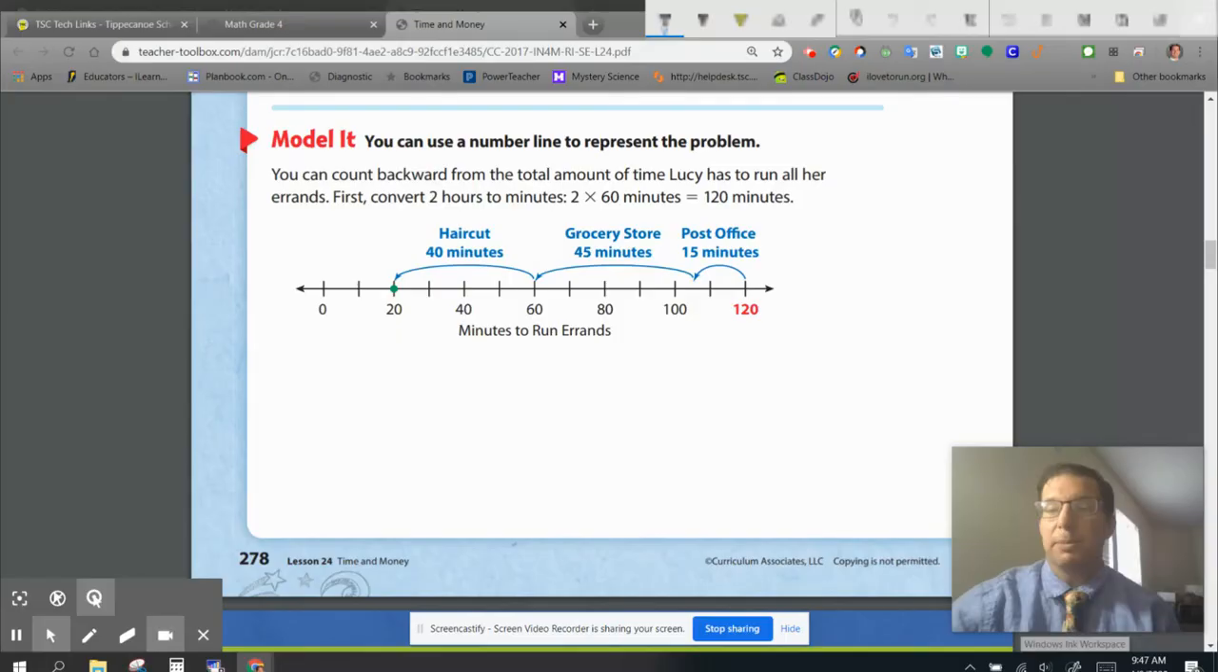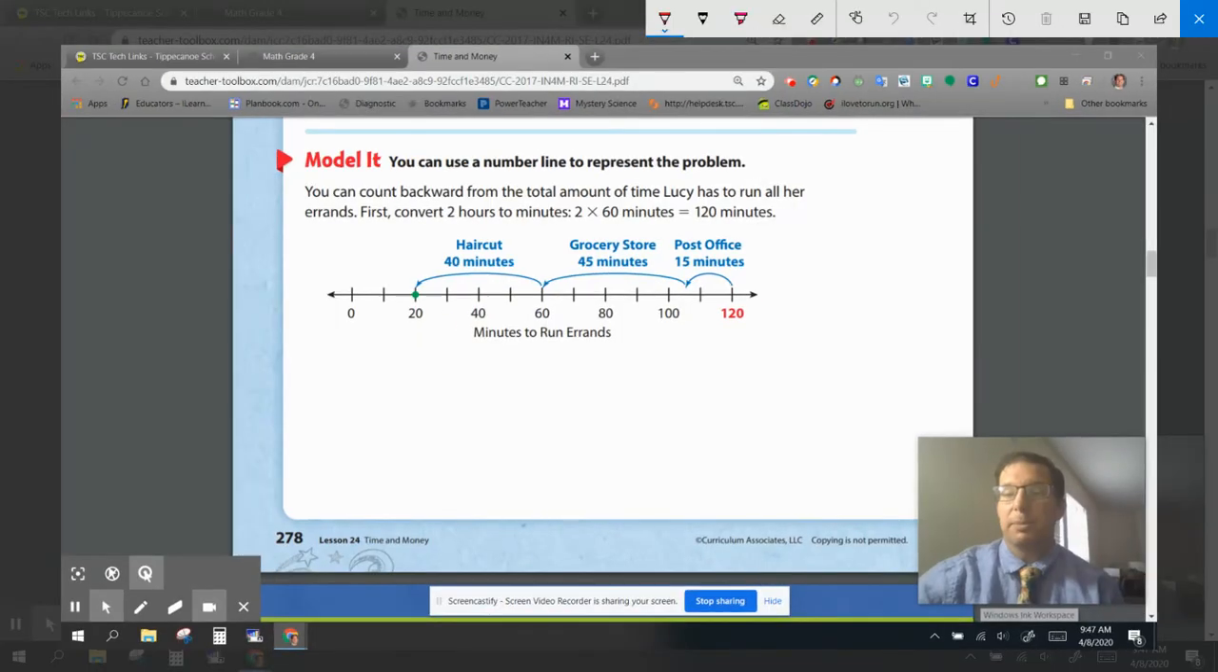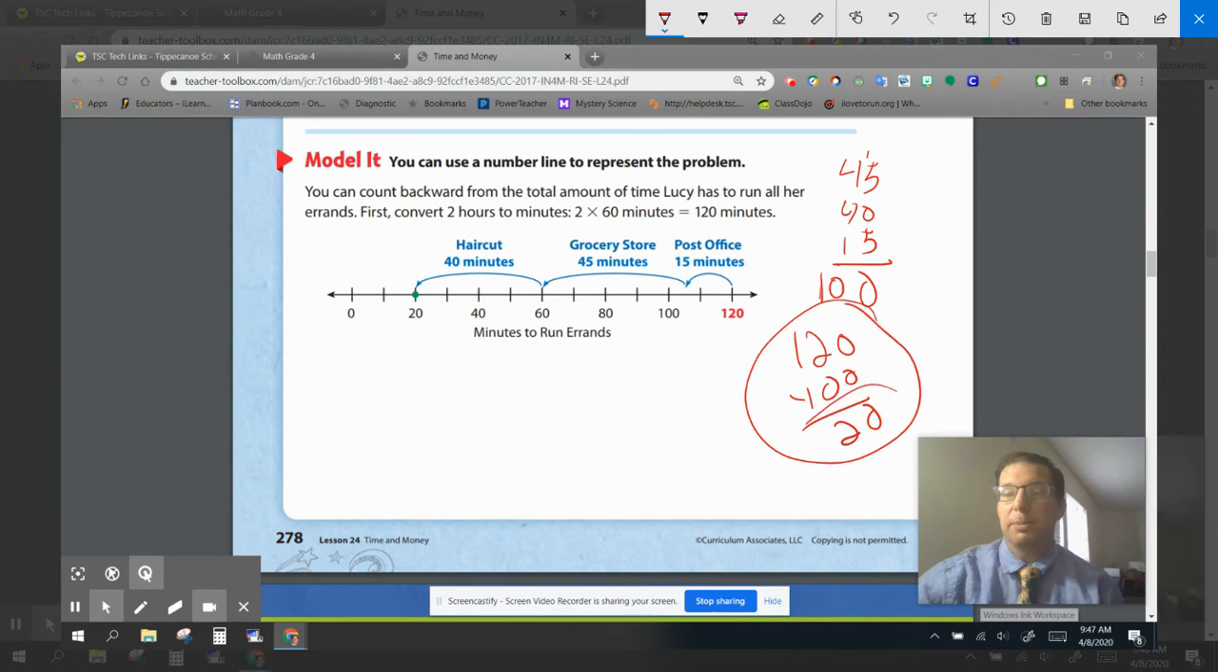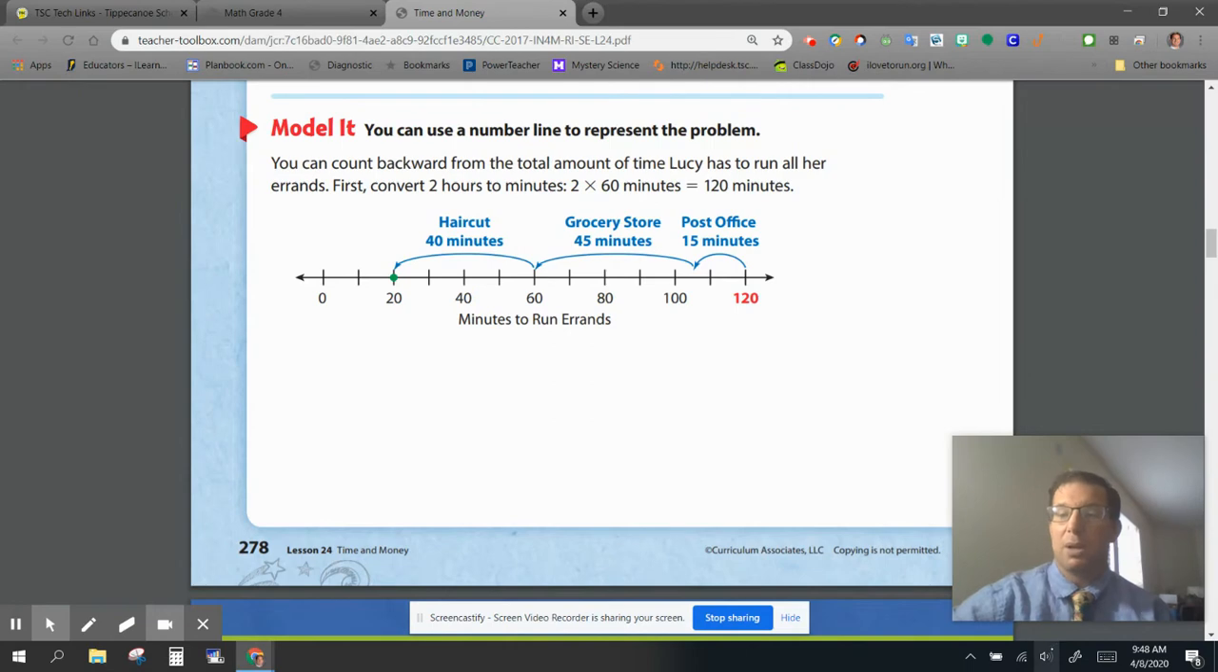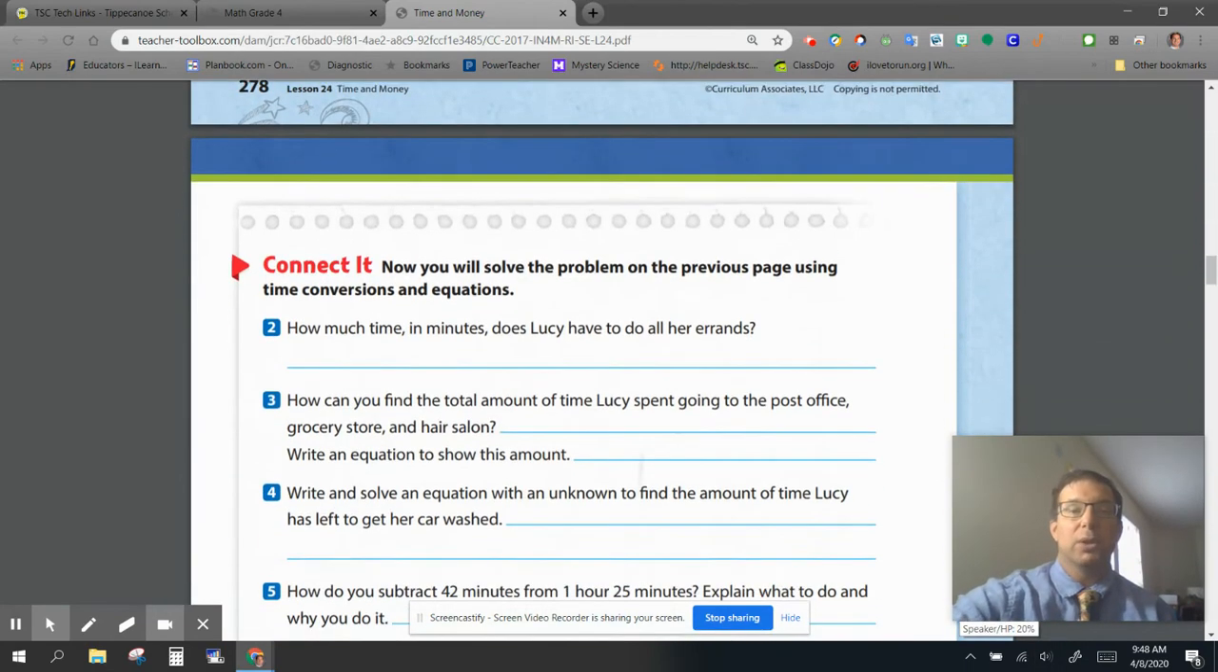So how I would do it, I would add up the minutes spent on task. So I would add up 45 plus 40 plus 15. You add that up, you get 100. Then I would subtract 120 minus 100, and you get 20 minutes. As you see, the way I did it, I got 20. The way they did it, they got 20. You will get the same answer doing it 2 different ways. So whichever way you feel is most comfortable for you, go ahead and do it.